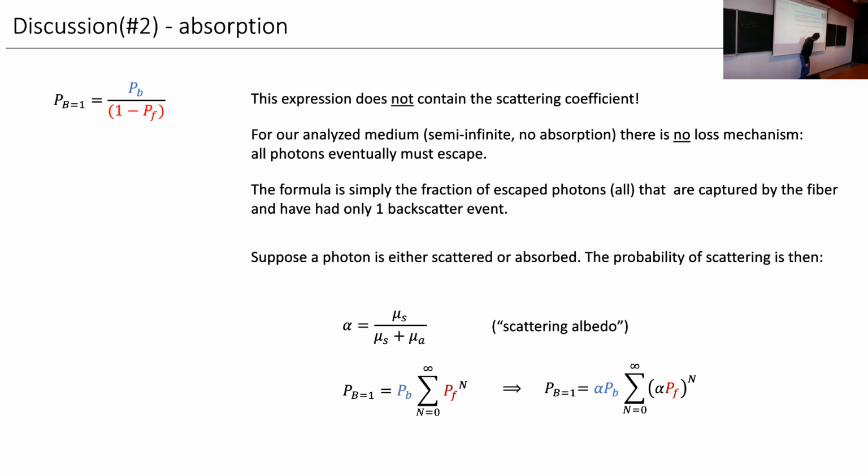So we can include the alpha here in the summation, both here for the single backscattering event and for all the forward scattering events, and then the result simply becomes this. So we get this extra factor alpha here in the expression. Now we have again the dependence back on the scattering coefficient. So this is how we put in the absorption.